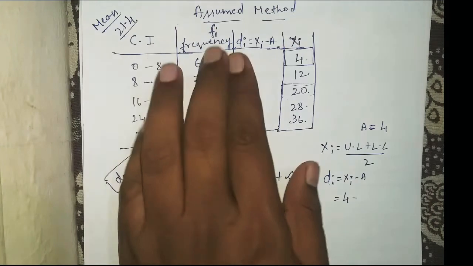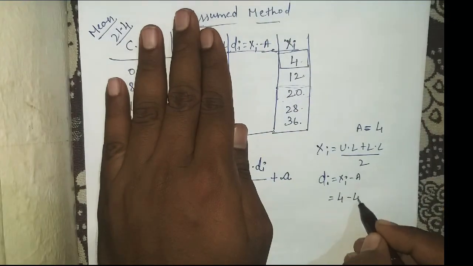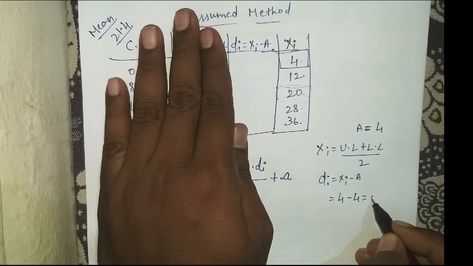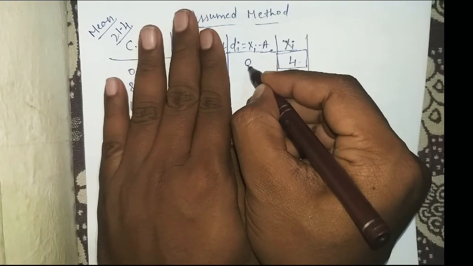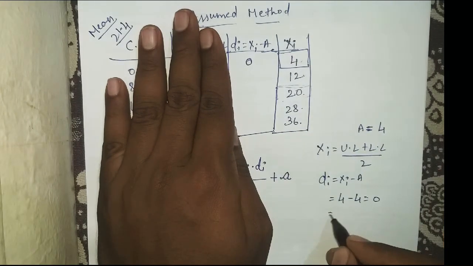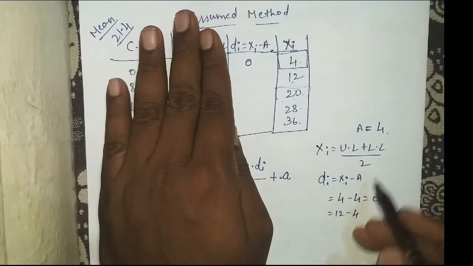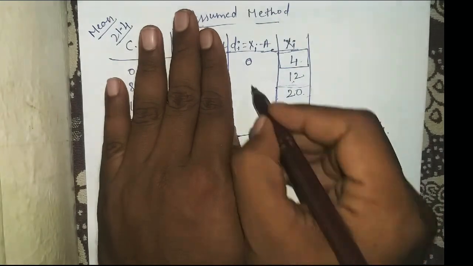Now we'll substitute. So xi minus a: 4 minus 4 is 0. So the first value I got is 0. So what is the second value? 12 minus 4, xi is 12 and a value is 4, which is nothing but 8.